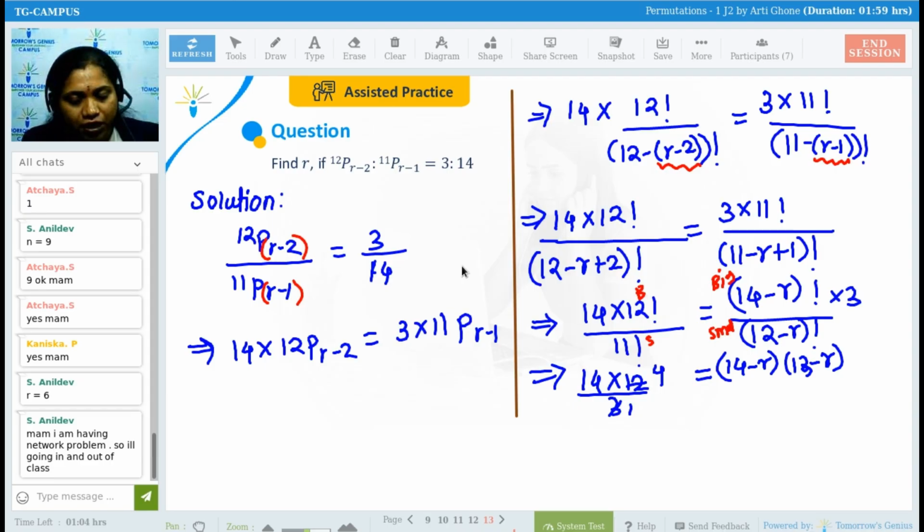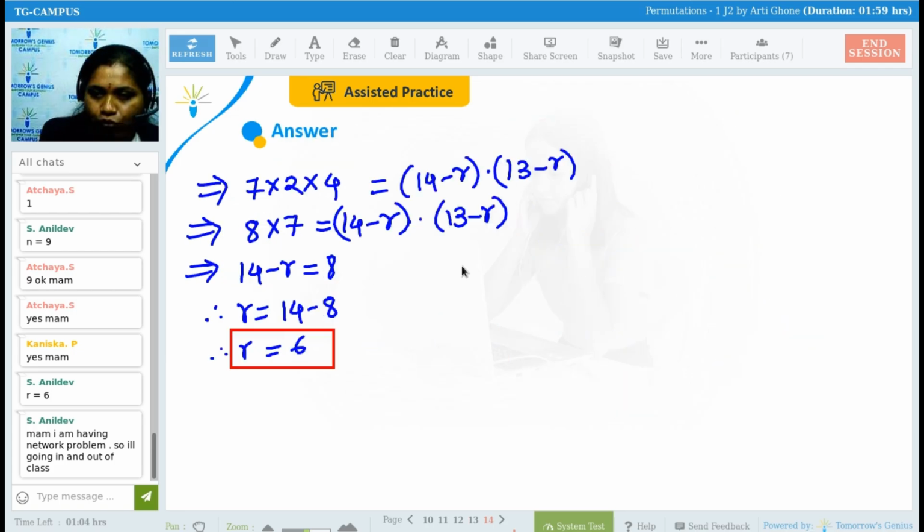Okay. Now, I had missed this 3 at first. Then after rechecking the calculations, I got to know that this 3 was missed. So if I shift this 3 to this end, we get 2 consecutive numbers, that is 8 into 7 as the multiplication on the LHS. Clear? After comparing the highest number with the highest only. So I am comparing 14 minus r with 8. So we got the value of r is equal to 6. Clear?